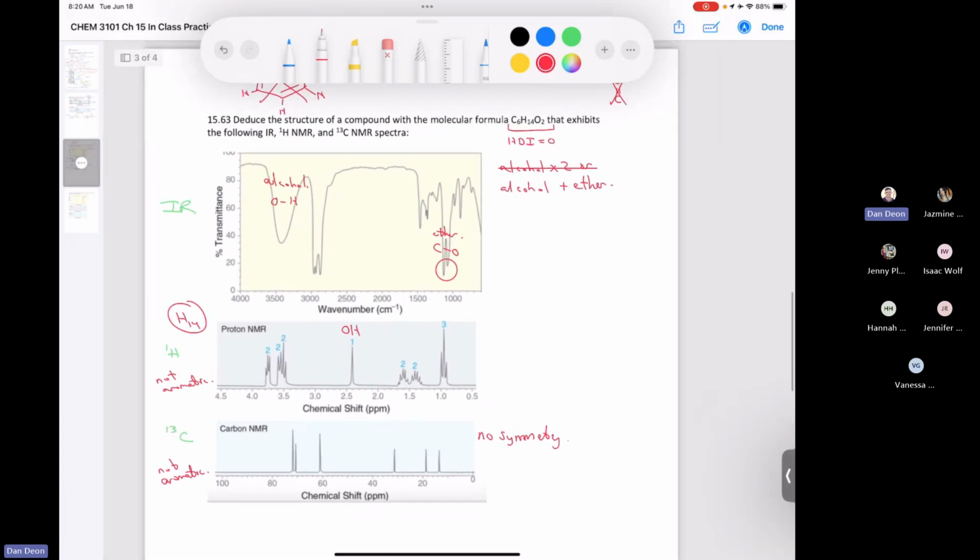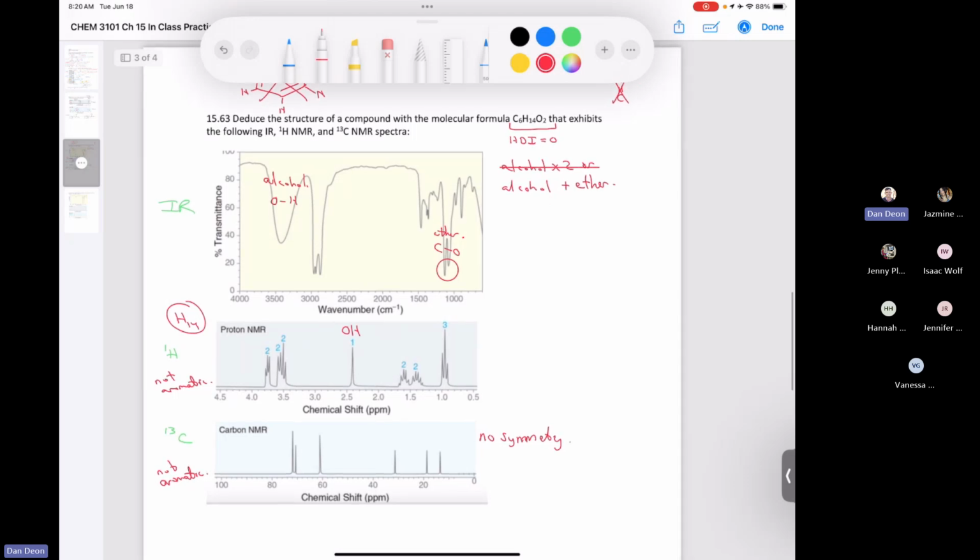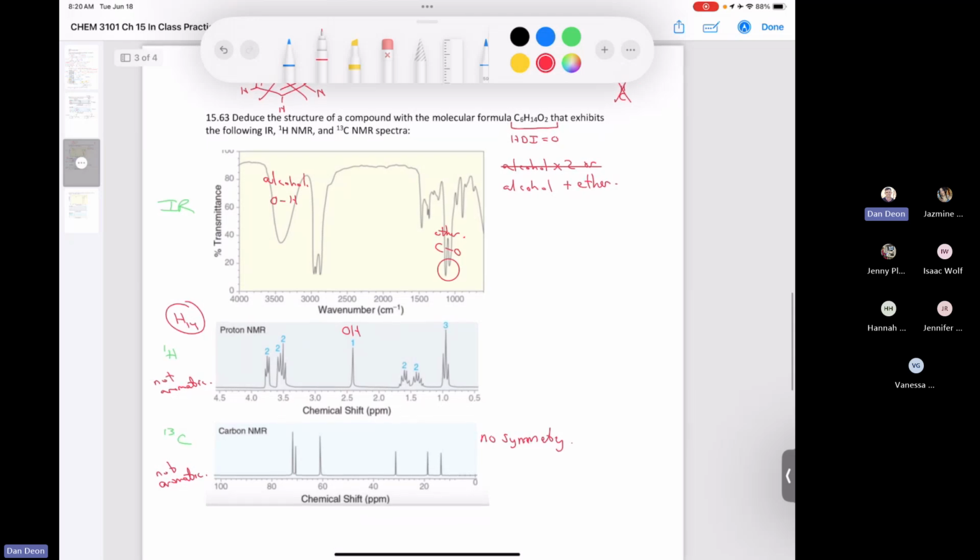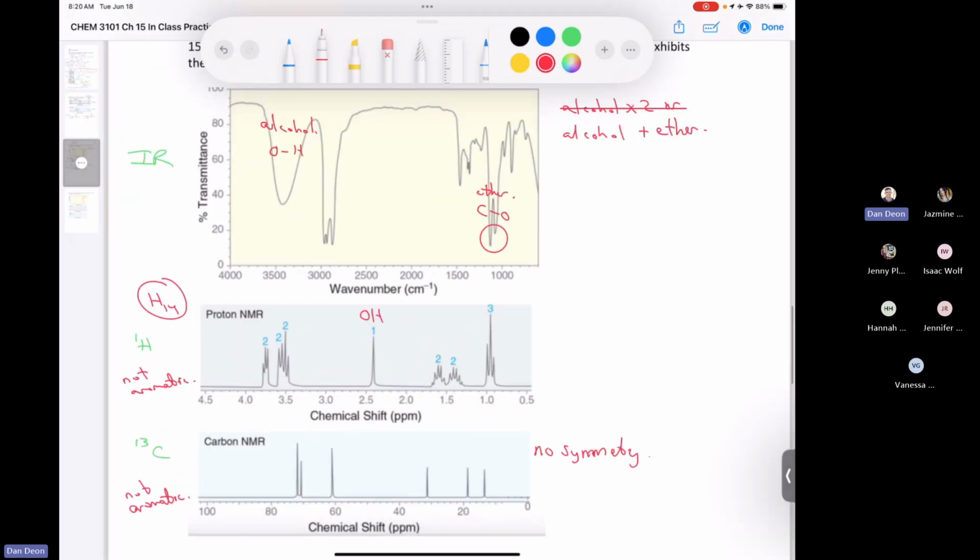Okay, I looked at the proton, I looked at the carbon. Every carbon is unique. There's no symmetry in the compound. There's two oxygens. I've got to have an alcohol for sure. And I figured out the other functional group is an ether because there's only one alcohol in the whole compound. Okay, cool. So that means I have an alcohol and an ether.